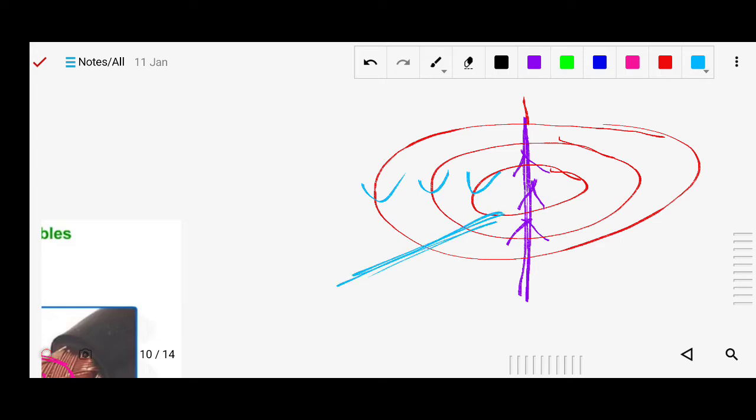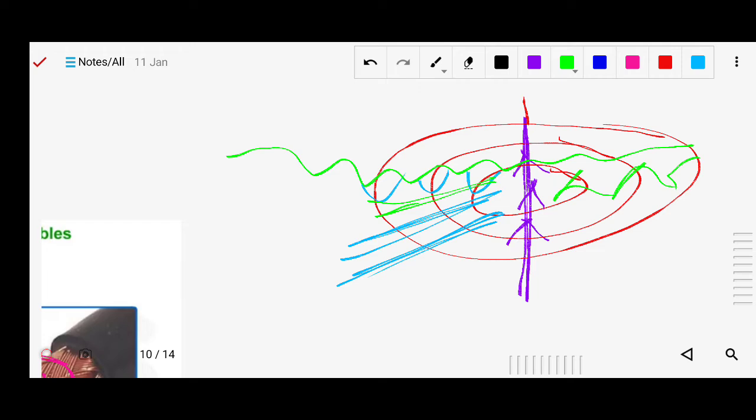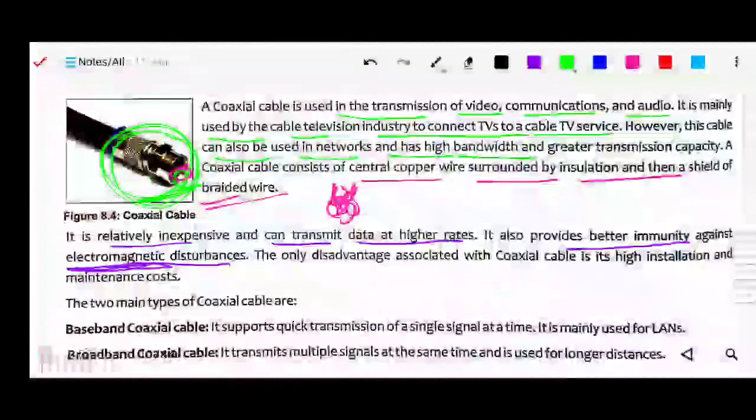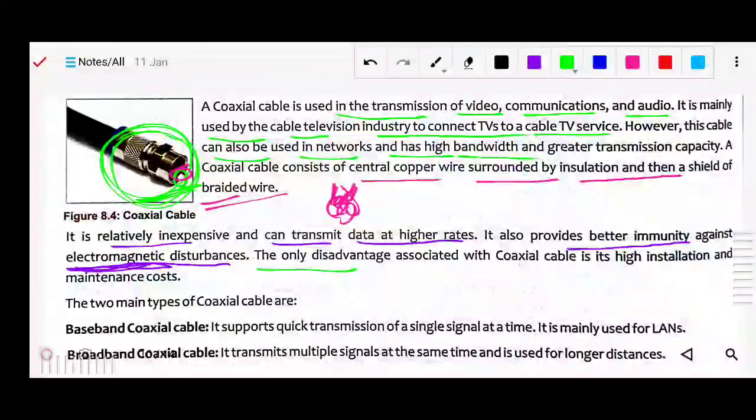So by the electric current there can be an electromagnetic field, and it can disturb the signal also, like any signal that will travel through this region. Because of this electric field, it can be disturbed, it can become noisy. Now you can see the only disadvantage associated with the coaxial cable is the high installation and maintenance cost. The cost of installing this coaxial cable is higher, and also to maintain it.